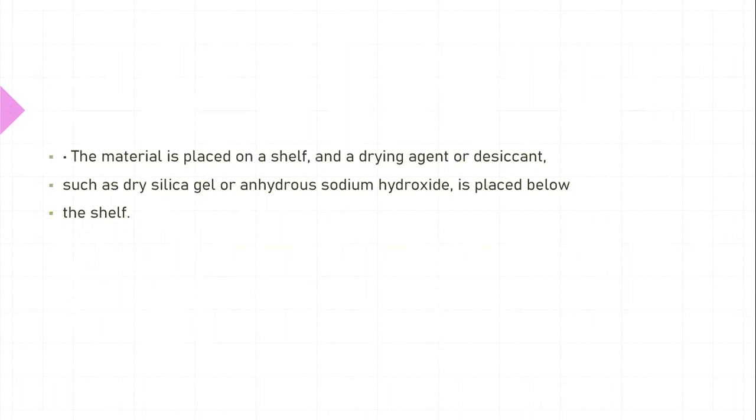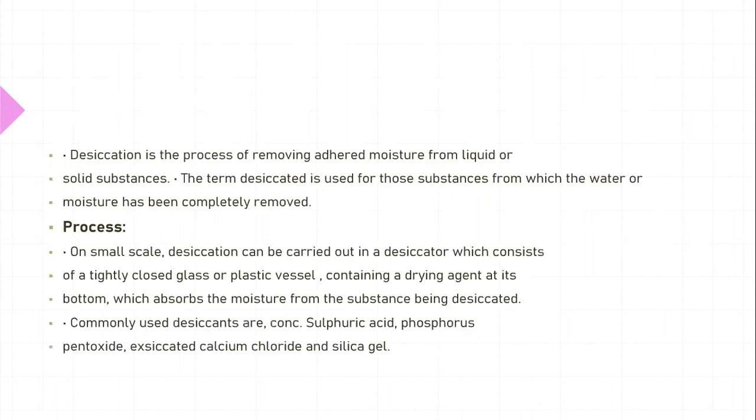Basically, the desiccator has two shelves, and you can find one here in the lab. It has a perforated area in the middle, and the lid is very hard so that the air from the atmosphere does not enter the container. And in the lower area of the container there are basically two compartments. In the upper compartment you keep your material, and in the lower compartment you keep the desiccant, such as silica gel or anhydrous sodium hydroxide.